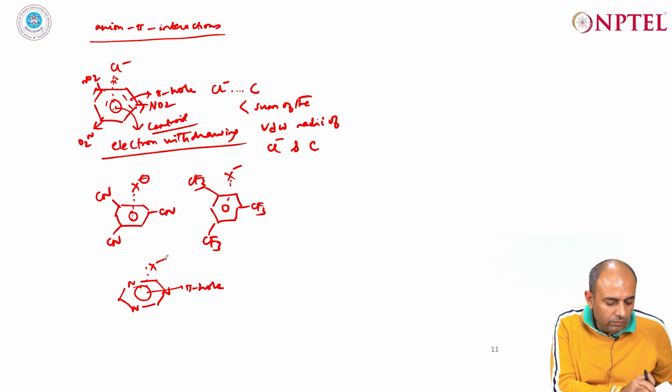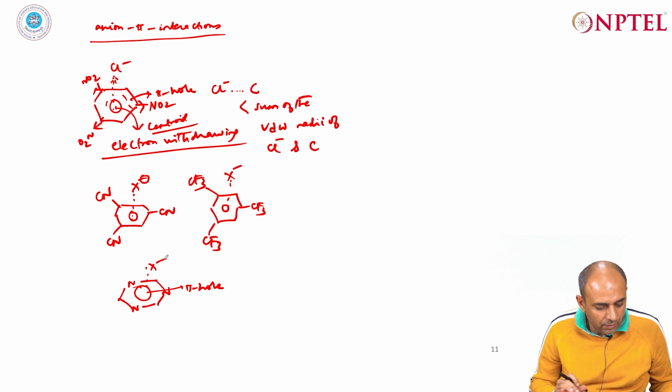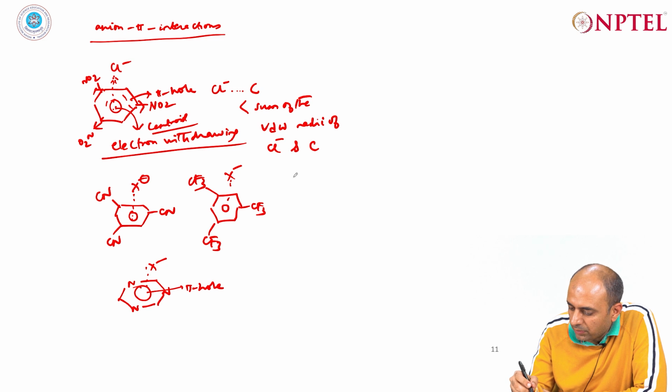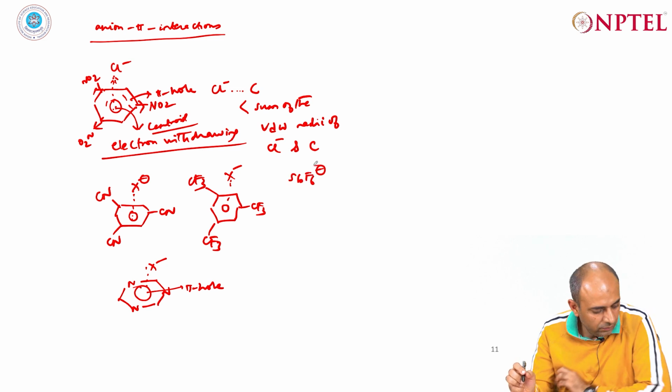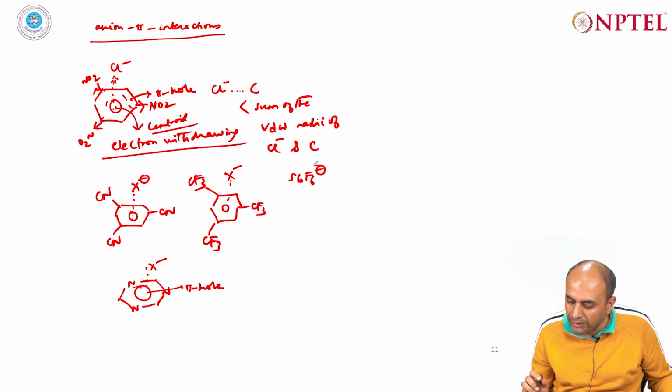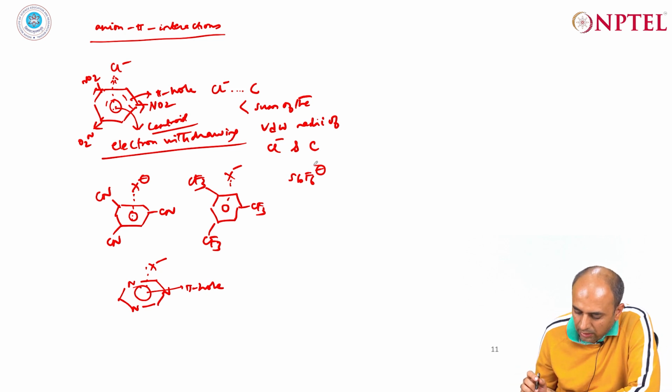So, we can also take anions, for example larger anions, SbF6 minus for example, to interact, and we can actually polarize the pi cloud further. So, let me give you an example of that.